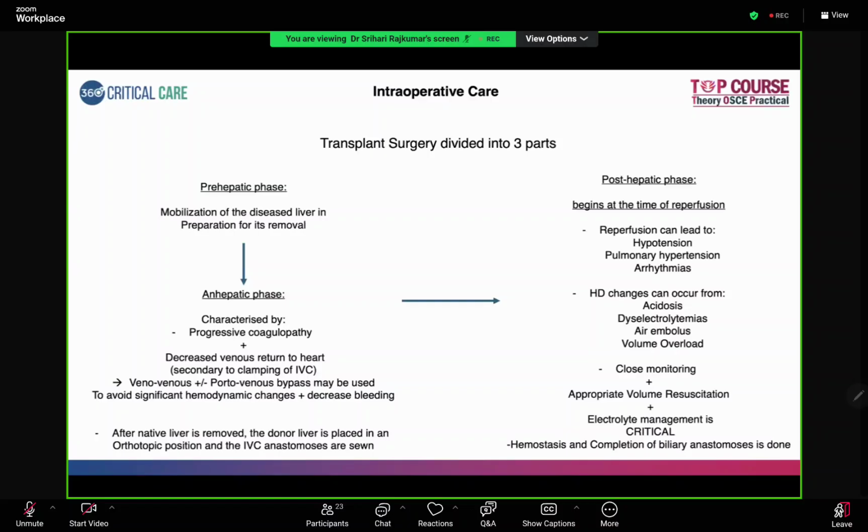And during this phase, there is hemostasis and completion of the biliary anastomosis. This part of the management is usually done by the transplant anesthesia team. So they usually take care of it. Our role is relatively small, but we do need to know what all the problems or issues happened intraoperatively because that is going to affect the post-surgical phase.